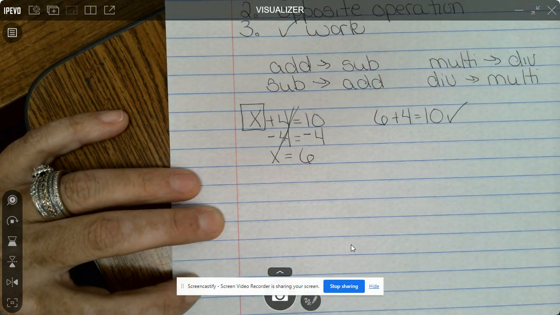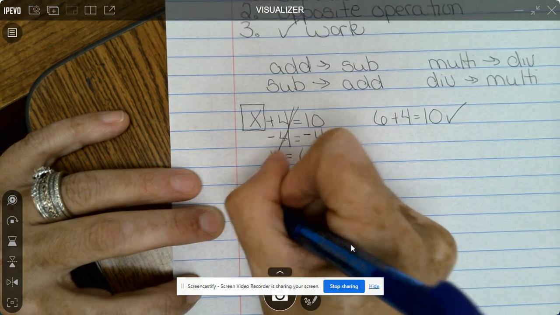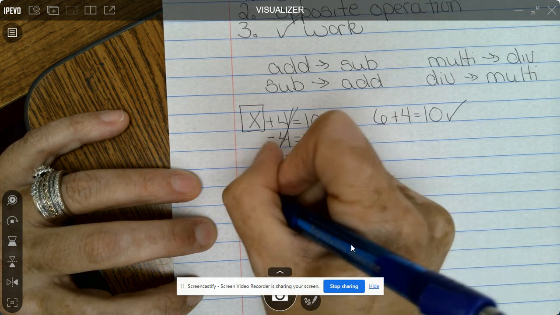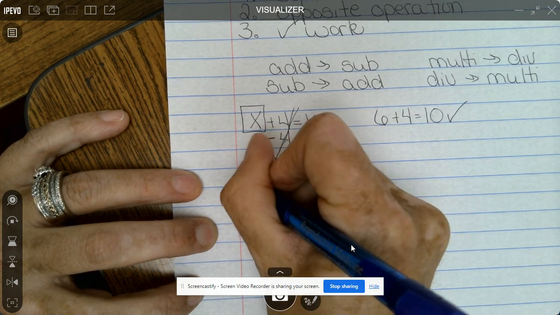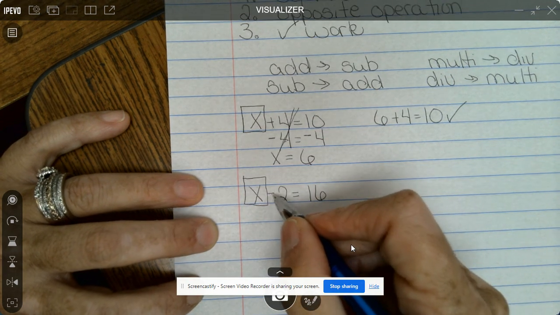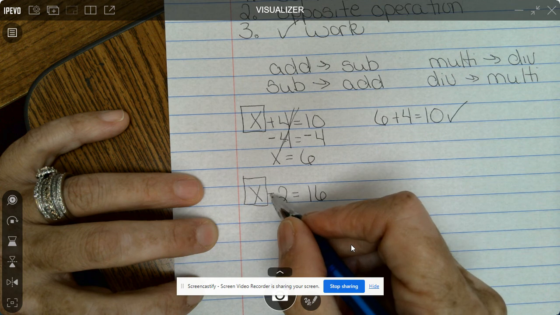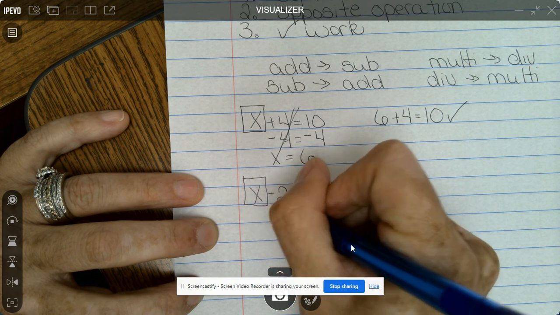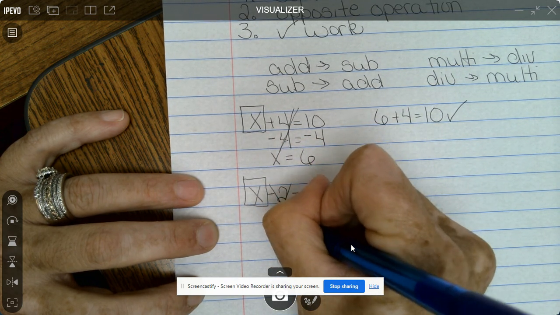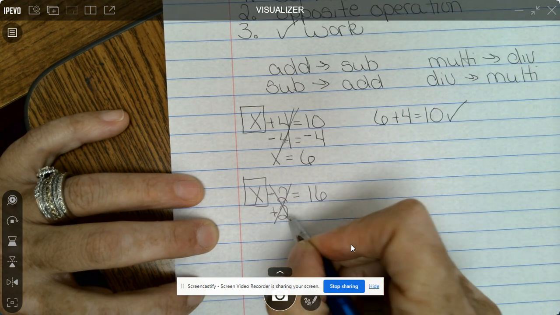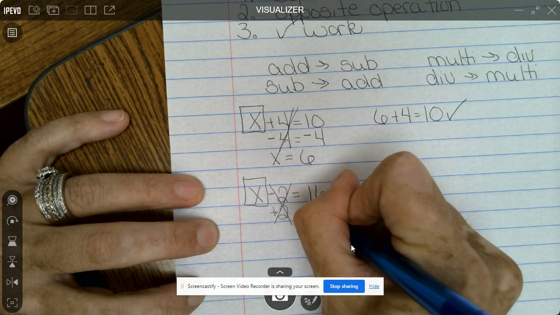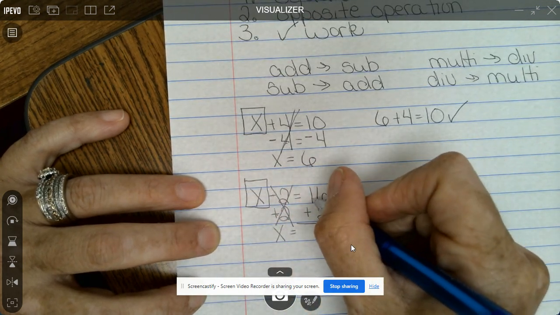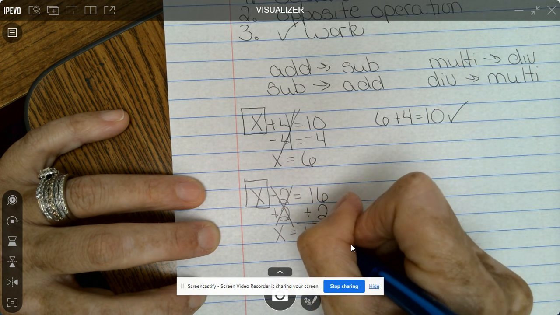Now let's take another look at one. Let's say that x minus 2 equals 16. The first thing we're going to do is block off that x, which leaves us a minus 2. So the opposite of subtraction is going to be to add 2 to each side. Negative 2 plus 2 zeroes it out, which means we're going to cross this out. And if I add 2 to one side, I add 2 to the other side. We bring down our x, and this says x equals 16 plus 2, which is 18.